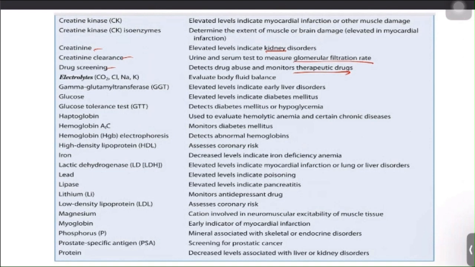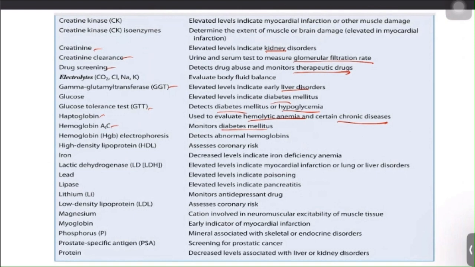Your GTT for your early liver disorder. More so we are using this for chronic alcoholism. Glucose, of course, for diabetes. Glucose tolerance test, same, for DM or even hypoglycemia. Haptoglobin, used for hemolytic anemia and certain chronic disorders. HbA1c or hemoglobin A1c, of course, to monitor diabetes mellitus, as I said. This is a 3-month long glucose level.